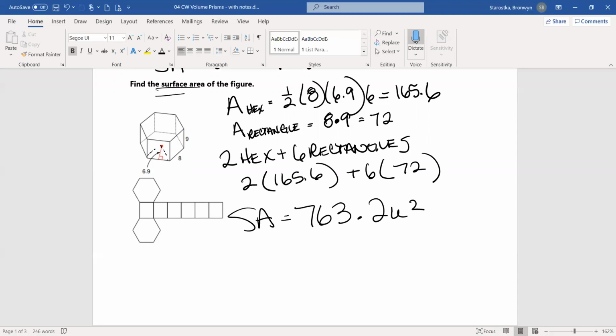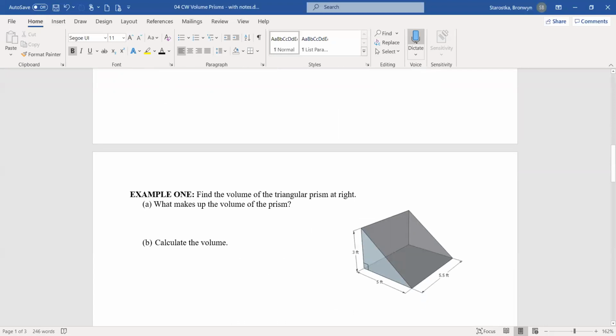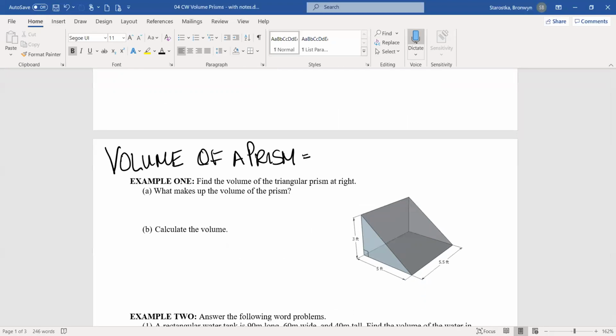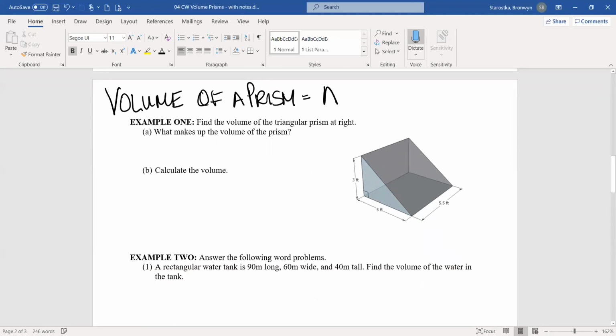So today's lesson is on volume. And when we talk about the volume of a prism, well, volume of a prism is the area of the base times the height. All we do. So these volumes of prisms should go pretty quick, pretty easy.